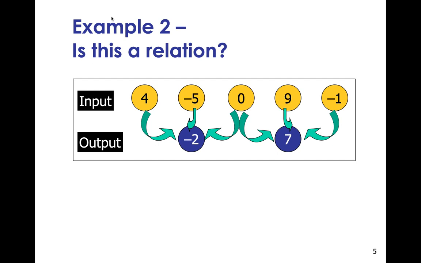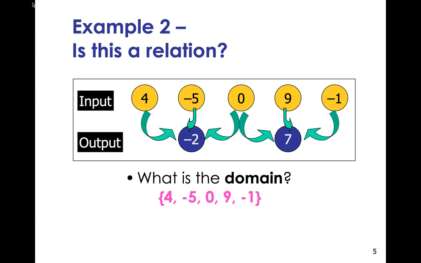Is this a relation? Here we're using different words. We have input and we have output. We can see here that each of our input values does have an output value, which means that it makes a set of ordered pairs. So this would also be considered a relation.